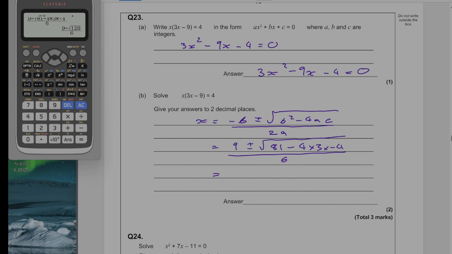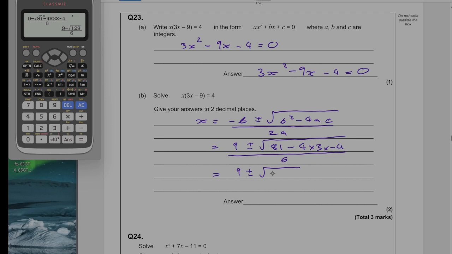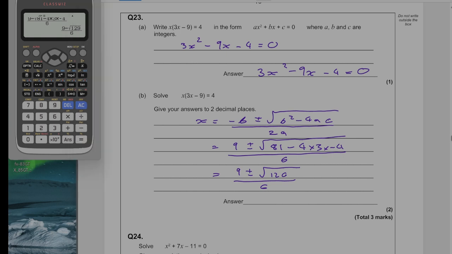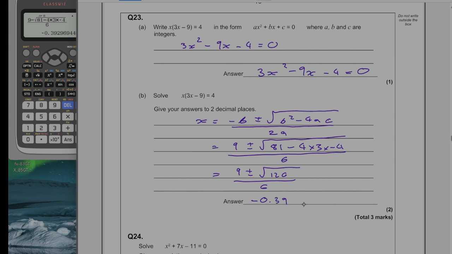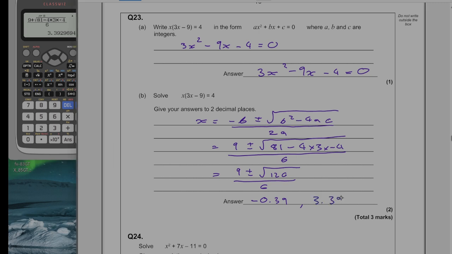And then that should simplify for me nicely. Well, not nicely, but so we've got 9 plus or minus the square root of 129 over 6. Right. So if I go for the decimal then, my first value is going to be, to 2 decimal places, minus 0.39, and then my other value is just going to be, if I change that subtraction to addition, and as a decimal that's going to be 3.39.